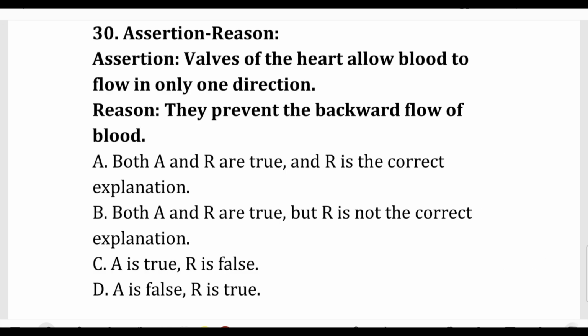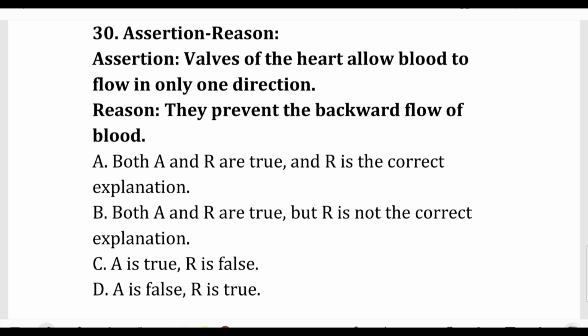Assertion and reason question is there. Assertion: Valves of the heart allow blood to flow in only one direction. Reason: They prevent the backward flow of blood. A. Both A and R are true and R is the correct explanation. B. Both A and R are true but R is not the correct explanation. C. A is true, R is false. D. A is false, R is true.